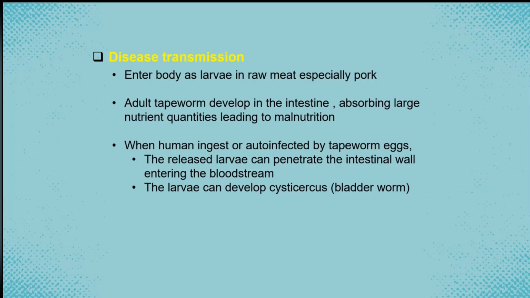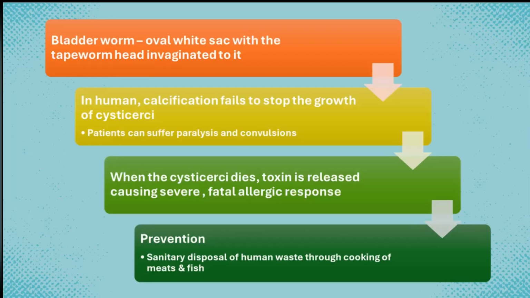When humans ingest or are auto-infected by tapeworm eggs, the released larva can penetrate the intestinal wall, enter the bloodstream, and develop into a cysticercus or bladder worm. A bladder worm is an oval white sac with the tapeworm head invaginated into it. In humans, calcification fails to stop the growth of cysticerci. Cysticercus patients can suffer paralysis and convulsion. When the cysticercus dies, toxin is released, causing a severe or fatal allergic response. Prevention is sanitary disposal of human waste and thorough cooking of meats and fish.